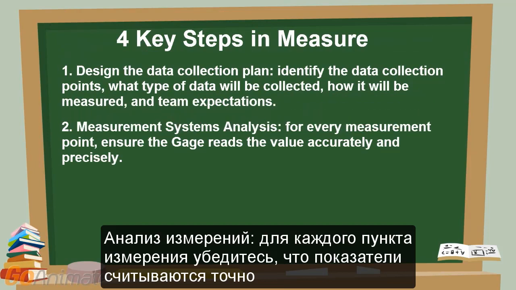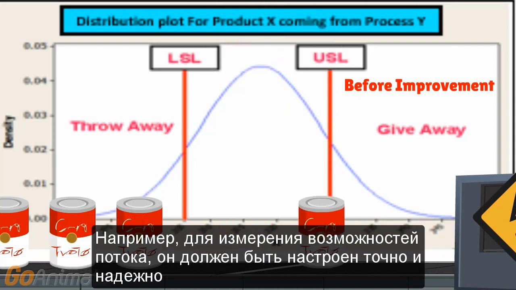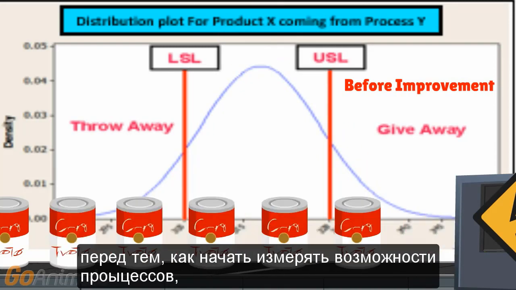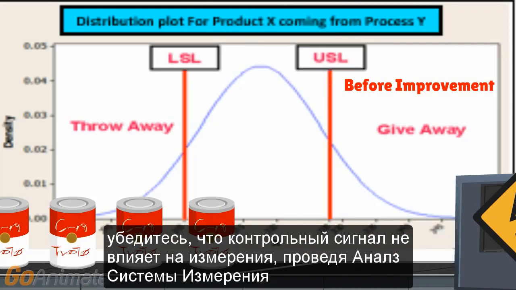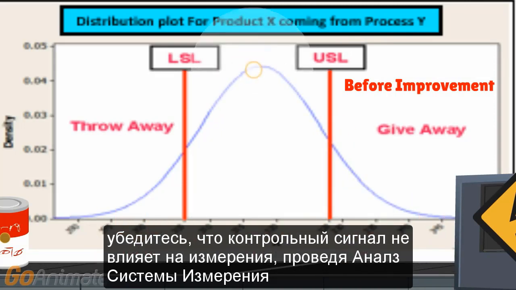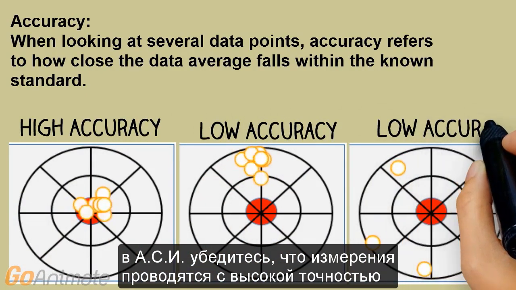2. Measurement systems analysis. For every measurement point, ensure the gauge reads the value accurately and precisely. For instance, a common gauge in process capability studies is a checkweigher. The checkweigher must be both precise and reliable. Prior to starting a process capability study, verify the checkweigher is not contributing significant weight variation between cup to cup by performing an MSA. In MSA, verify the gauge has high accuracy.